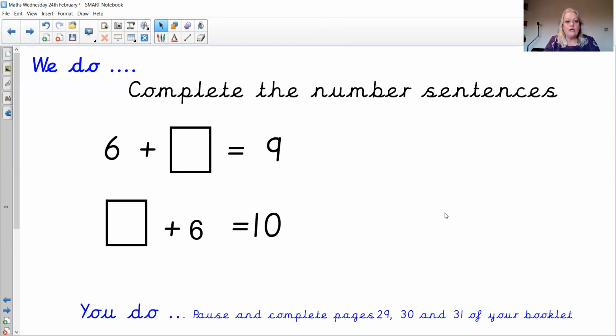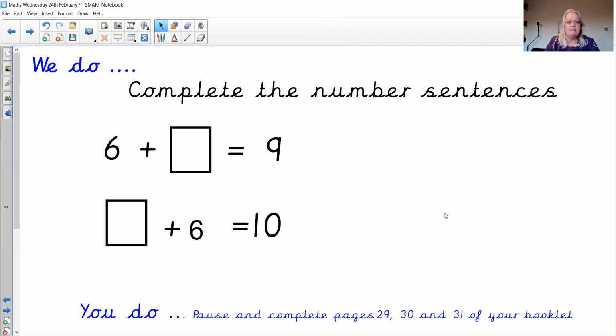So could you look at these number sentences here? I've got a missing part. And I haven't got my part whole model to help me work it out. If you want to draw part whole models, you may do that. If you want to get your counters or whatever you're using to help you count. But I'm going to do the method we use in school.